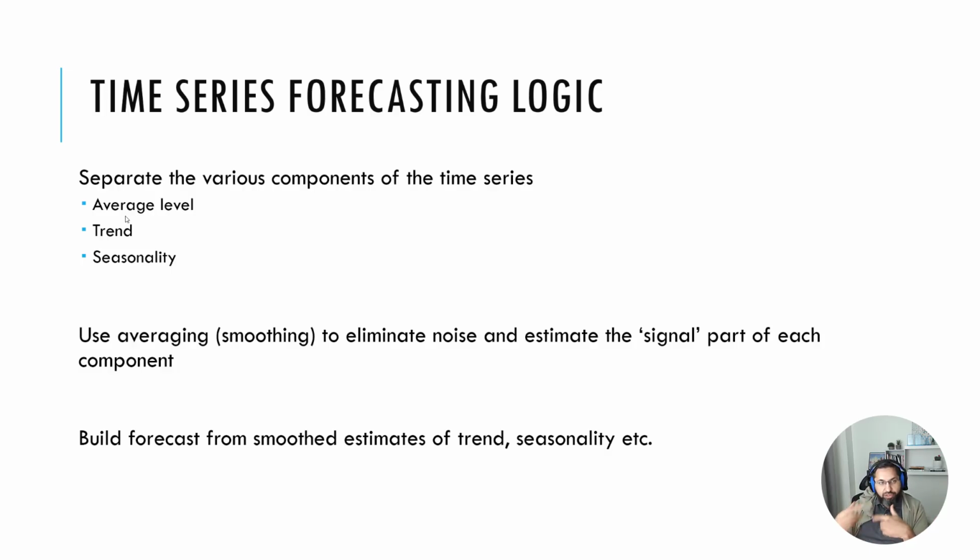So we're going to use some sort of averaging to smooth out the noise, because the noise is kind of random. When you average it, it cancels out. So sometimes the noise has a positive influence, sometimes a negative influence, and when you average, these influences cancel out. So we're going to try to separate the components of the time series, smooth them, cancel out the noise, and then recombine them to build our forecast. Okay, that's our general logic for these time series methods we're going to do.